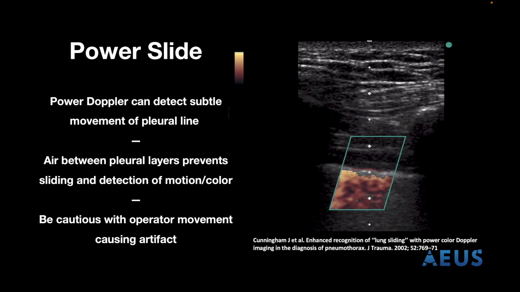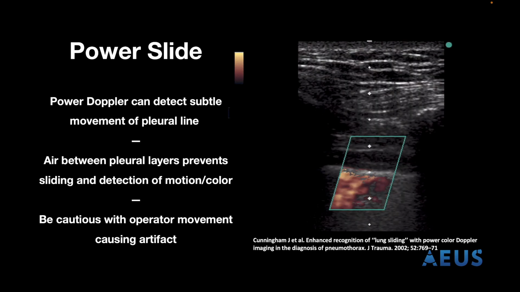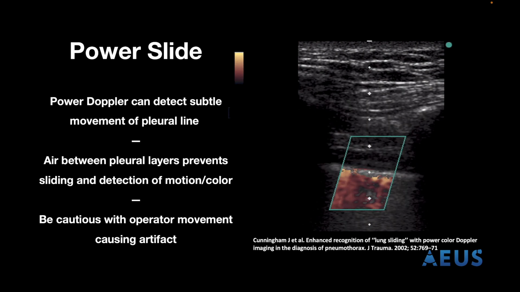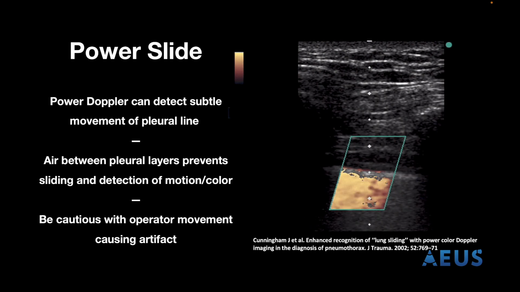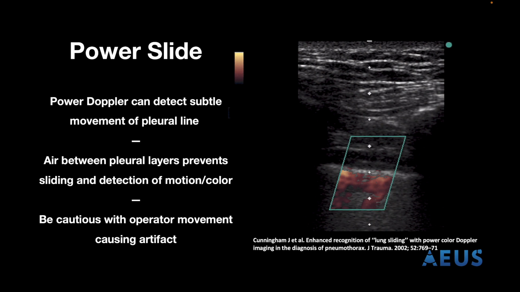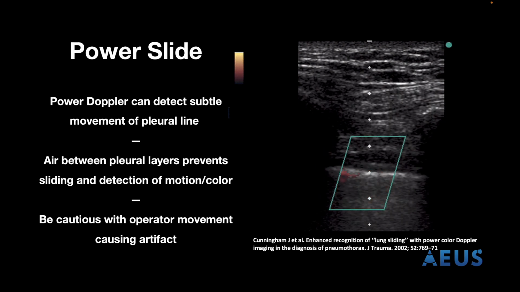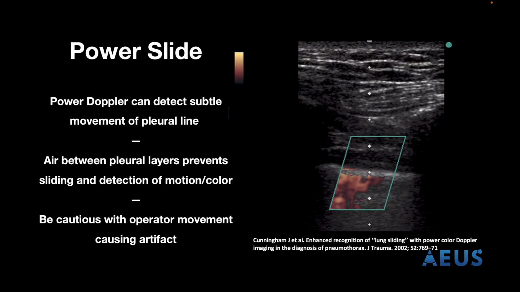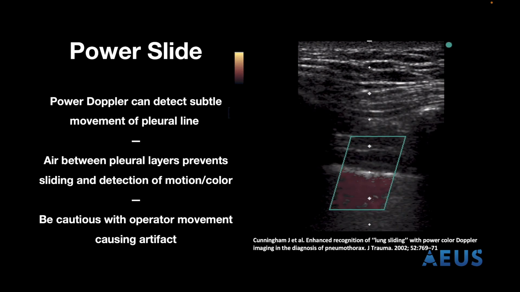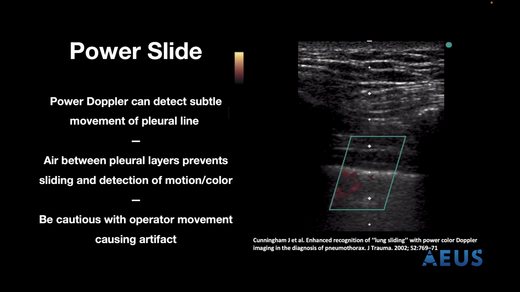So, several tools that we can use to better exclude potential false negatives and false positives for pneumothorax include these. Power slide. We know that power Doppler can detect subtle movement with good sensitivity. When pleural sliding is present, the movement will generate a yellow-orange Doppler signal below the pleural line. In contrast, when there's a pneumothorax, the visceral and parietal pleural layers are no longer apposed, with an air layer intervening between them, so a color signal will not be generated.